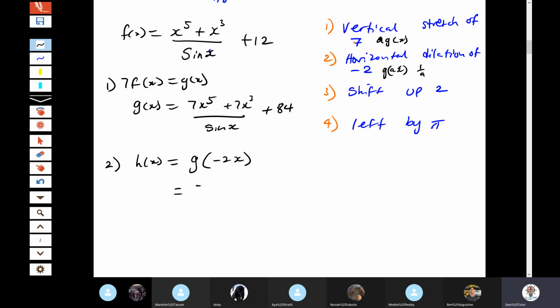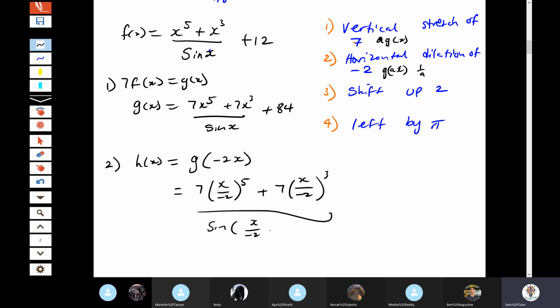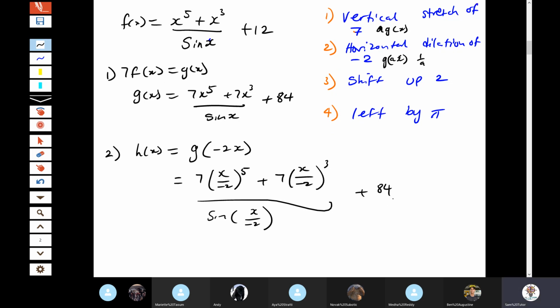h of x becomes 7 times x on negative 2 to the 5, plus 7 times x on negative 2 cubed, over sine of x on negative 2, plus 84. You can see my y value didn't change there. It's actually the x's that change, not the whole thing.